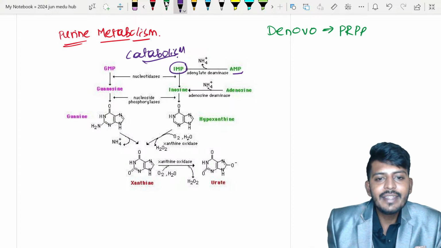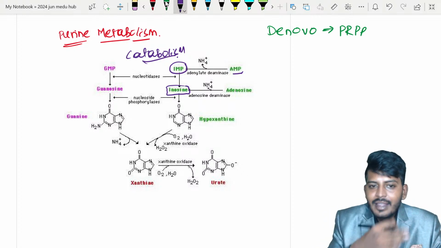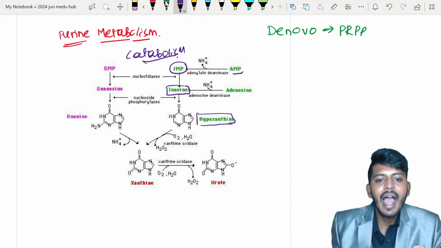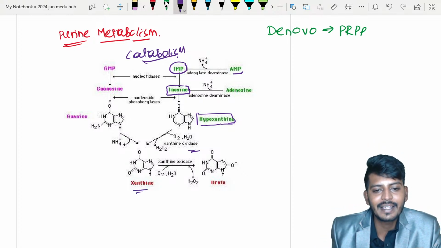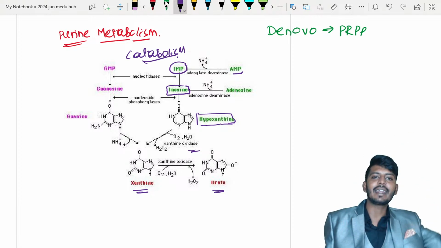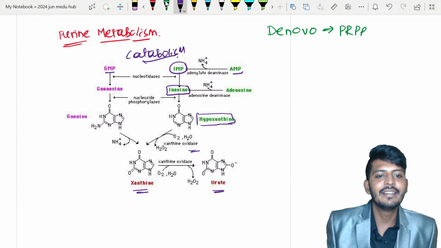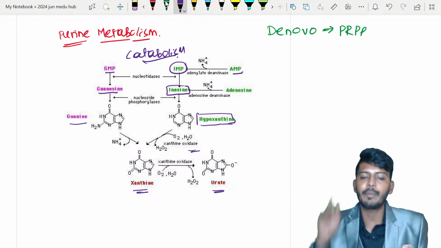Now this IMP will get converted into inosine. अगर adenosine है तो adenosine भी inosine में बनेगा. This inosine will get converted into hypoxanthine, with the help of xanthine oxidase, which makes xanthine and it will create urea. And the same thing will come from where? Xanthine will also come from GMP. GMP will get converted into guanosine, guanosine to guanine, guanine to xanthine, xanthine to urea.